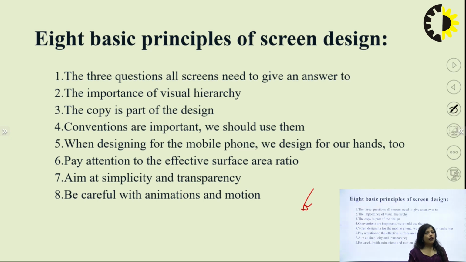Next principle is be careful with animation and motions. When we are using animations or motions in our screen design, we have to be very careful, because sometimes animation distracts the user, because the user keeps waiting for the animation, like what comes next, what comes next, and so on. So the user is distracted, and it also creates some confusion. So be careful with animations and motions when using them in screen design, though animation looks good, and through animation your website and your screen look great.